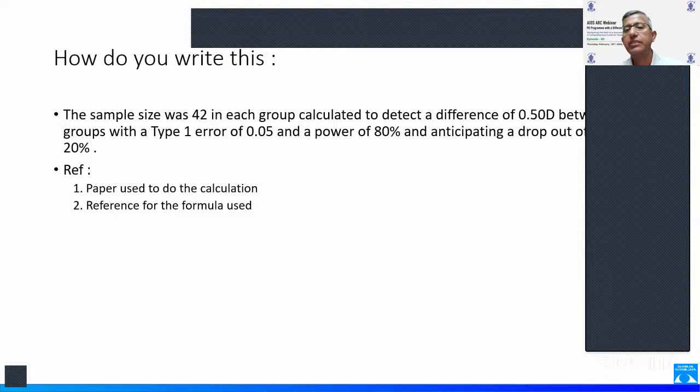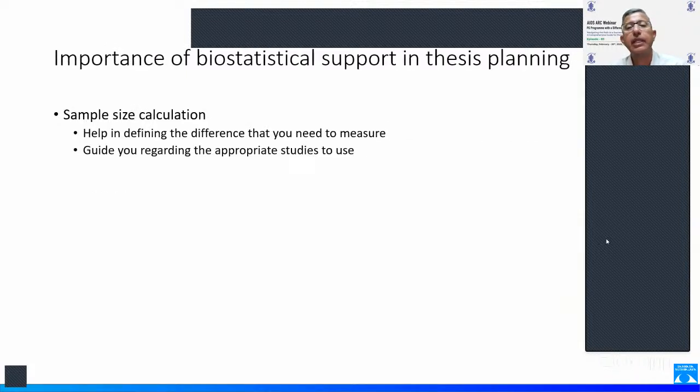How will you write this in your thesis protocol? It's written very simply. The sample size was 42 in each group, calculated to detect a difference of 0.5 diopters between the two groups with a type 1 error of 0.05 and a power of 80%, and anticipating a dropout of 20%. So this is what you would need to write in your thesis protocol, and you would need to reference the paper that you used to do the calculation, and also reference the paper from which you took the formula that was used to do the sample size calculation.